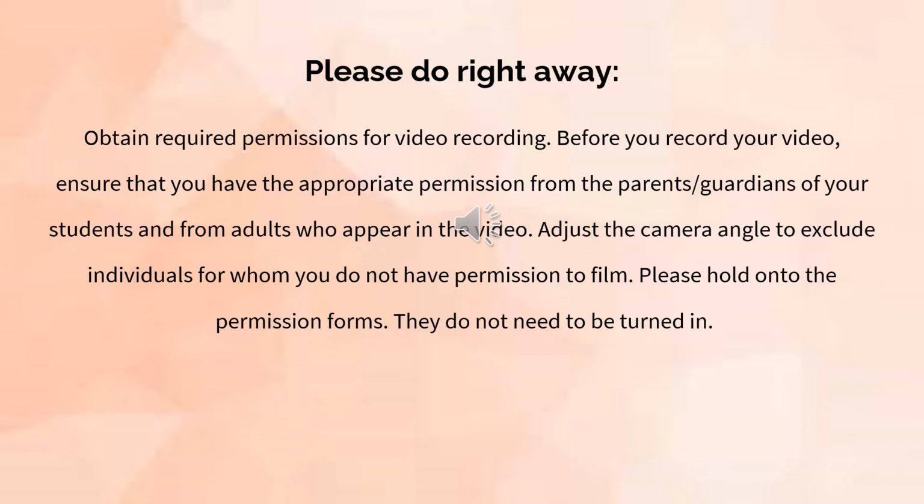For these videos, you want to make sure that you adjust the camera angle. If there are any students who did not give you the permission slip, you want to make sure that we don't see them on camera. They can still be in class, but you can't see them or hear them.